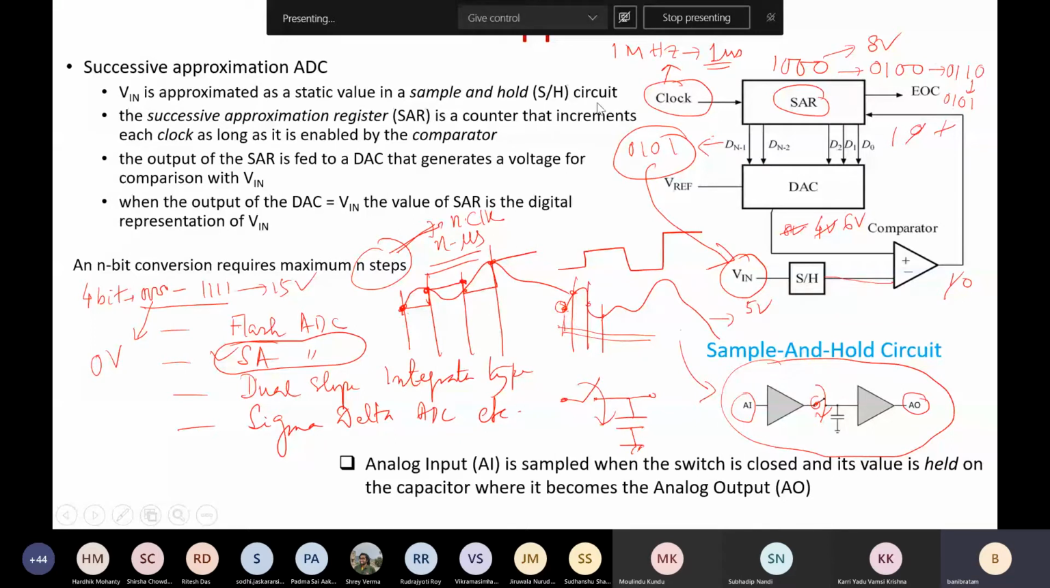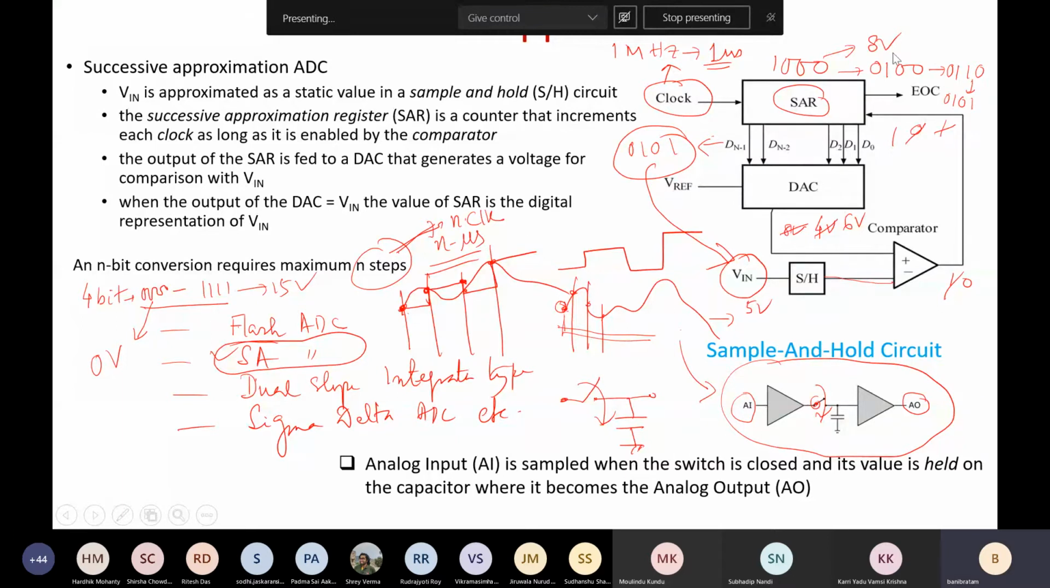If the clock frequency is 1 megahertz, right? So in that way, we can calculate the conversion time. And while programming, you need to be aware of the conversion time as well. Okay, is it okay? So this is just one representative ADC type which is widely used.